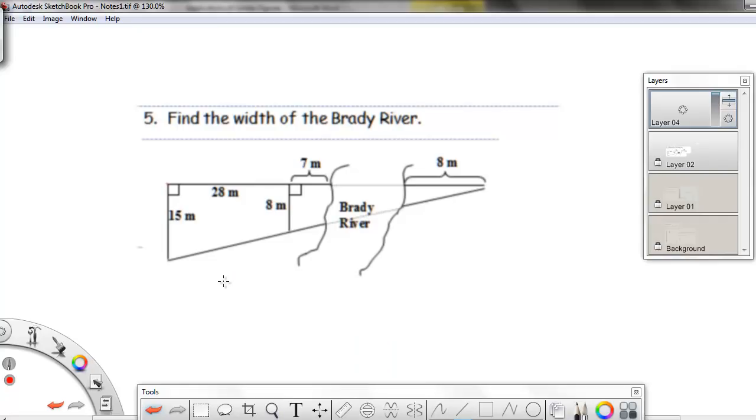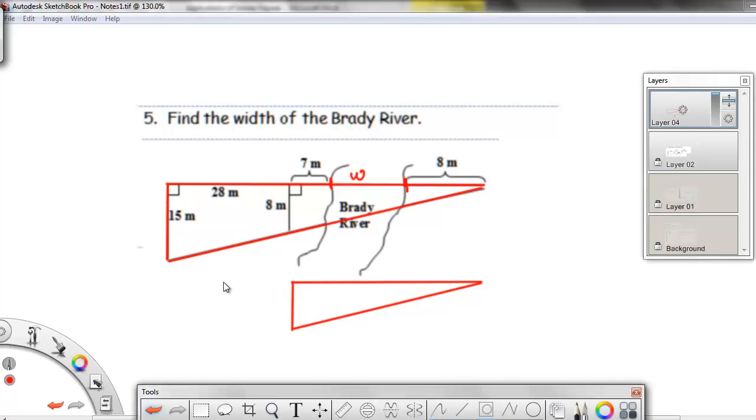And I'm going to trace this out in red. And this piece right here, the width of the Brady River from right there to right there, is unknown, and I will just call it W. We know that the height here for this triangle, this is a right angle right there. The angle right here will be found in both of them, so we have a similarity by having two congruent angles. This triangle, we will have 15 for this height.